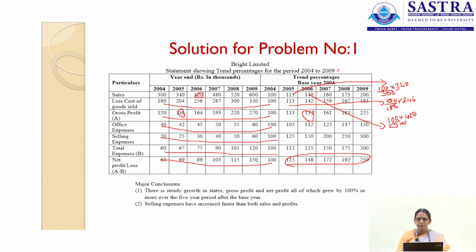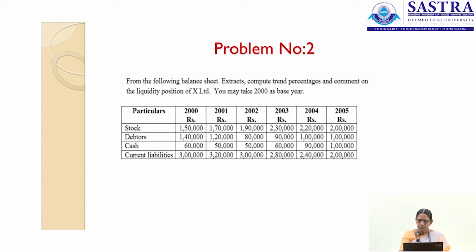Then selling expenses. Selling expenses have been gradually increasing. See to it, 125, 150, 200, 250, 300. So, this is increasing. Whenever the selling expenses are increasing like this, the management should justify that the sales have increased only because of the selling expenses. So, in the same way, we have to justify each and every expense here.